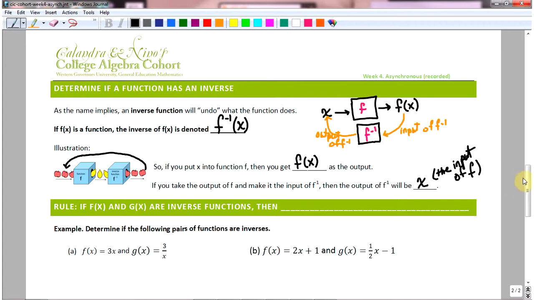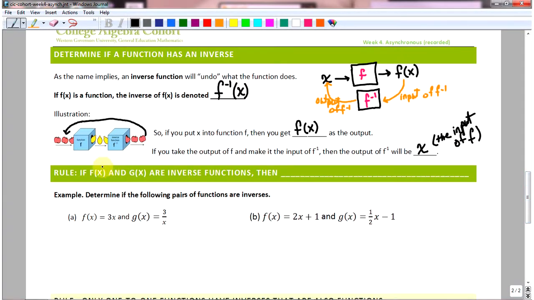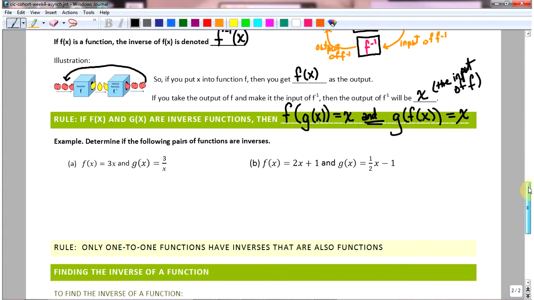This is more concisely stated in the next rule. If f and g are inverse functions, then if I put one of the outputs into the other, if I find f of g of x, that's going to give me x, my original input. And if I find g of f of x, that too is going to take me back to where I started, and that will equal x. Both of these things have to be true for those two functions to be inverses of each other.